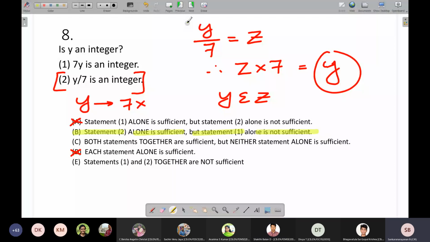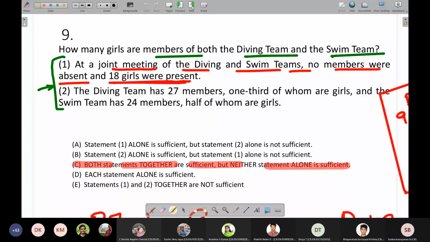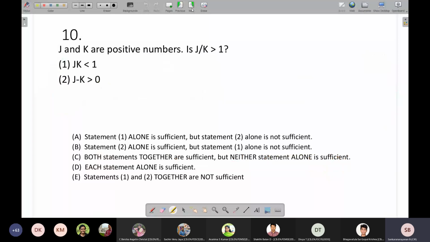Okay, let's go to this. One second. Yeah, this gets over very fast.